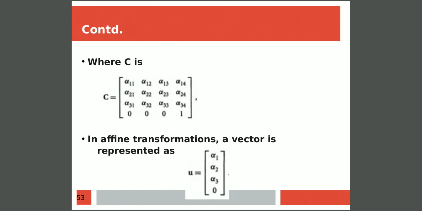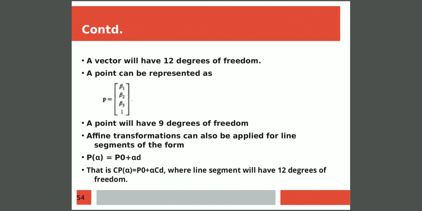As you know, transformation is nothing but changing the coordinate system from one to another. If we change the coordinate system of a vector from one to another by using a matrix called C, C is a matrix with 12 scalar values starting from alpha 1 1 till alpha 3 4. If we perform such a transformation, then all these 12 scalar values will get changed. So we'll say the vector will have 12 degrees of freedom with respect to affine transformations.